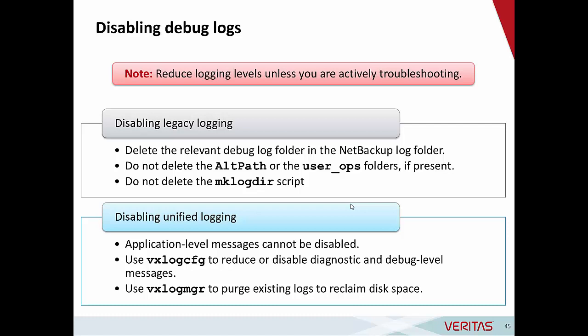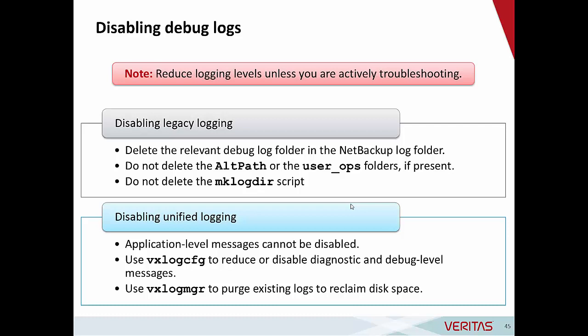Now, in terms of disabling debug logs, legacy logs can be disabled just by deleting the directory that contains the log. Be careful when you're doing this, never delete everything that's in the NetBackup log folder. You want the alt path and the user ops folders to persist if they're present. That's important stuff that NetBackup needs. Also, don't delete the makelogdir script because that's useful. That's the recommended method for creating log files.